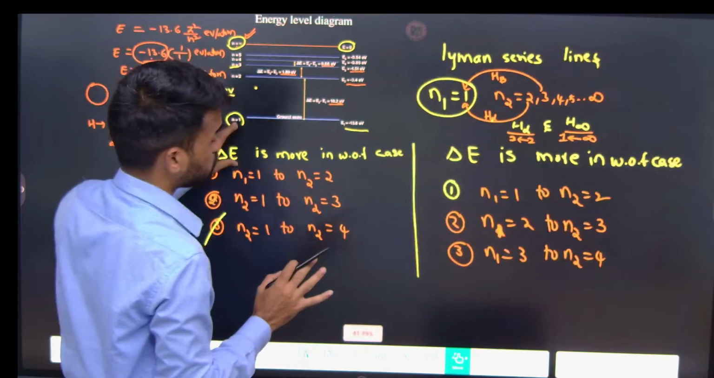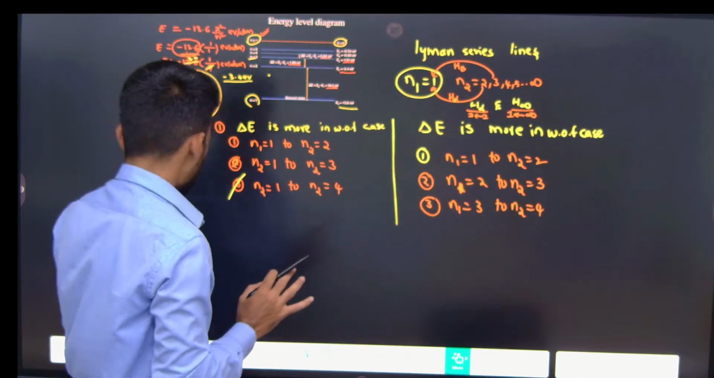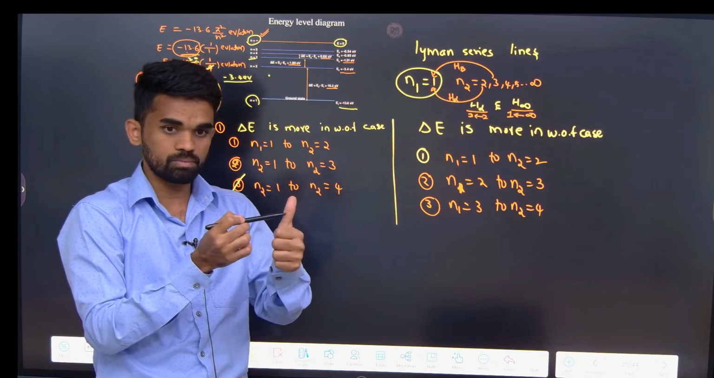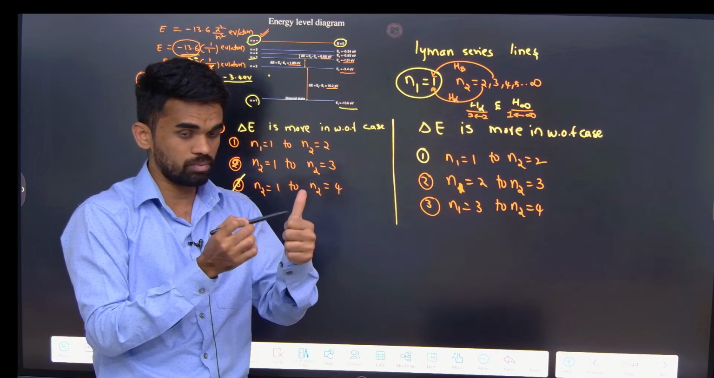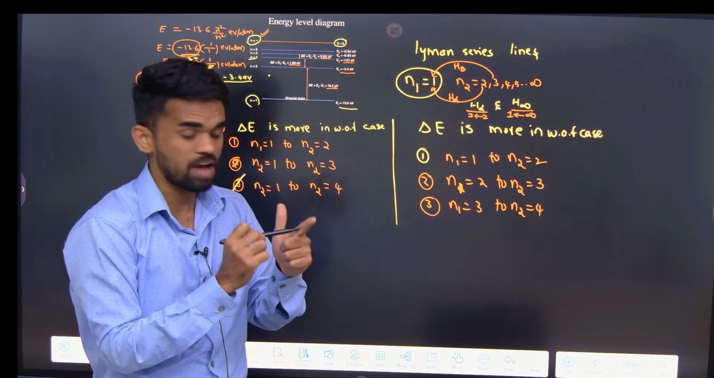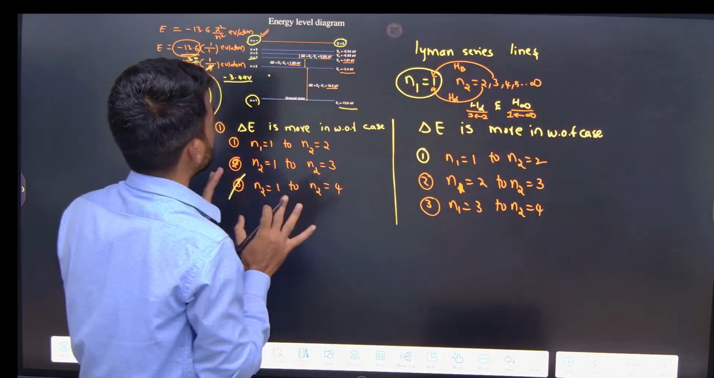Next, one more thing they will ask: what are the other series lines we have? Lyman, Balmer, Paschen, Brackett, Pfund series, and Humphreys last. So these are the lines we have.